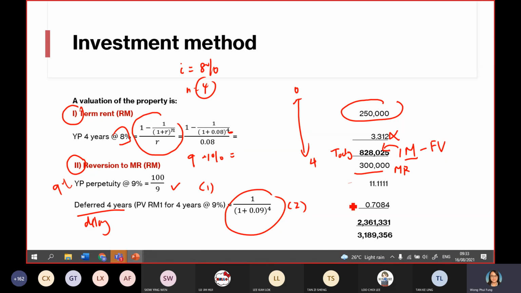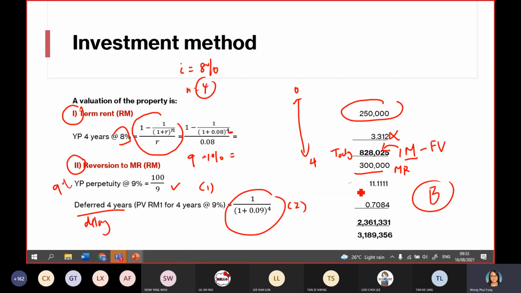Okay, I repeat again. For the second part, the B part, you are going to increase the rental to the market rental. So it's 300,000, no? Assuming you can enjoy this income forever. For the first part, you use YP in perpetuity, 100 divided by 9%. Okay, that is the first part.